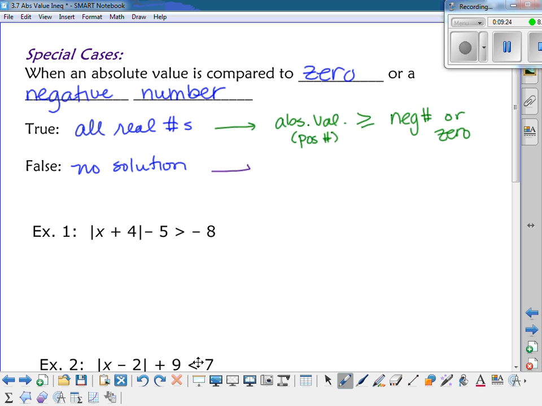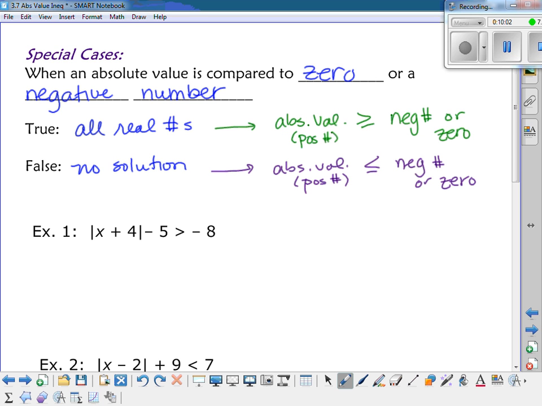But if you end up with the absolute value less than or equal to a negative number, or 0, a positive number can't be less than a negative number, can it? And a positive number can't be less than 0, so it would have to be no solution. All right, so let's take a look at a couple examples and see what happens.